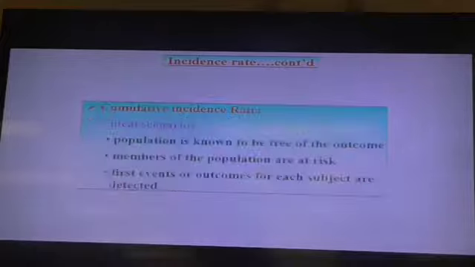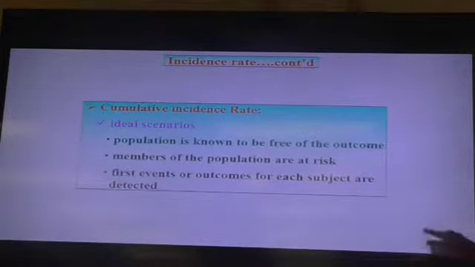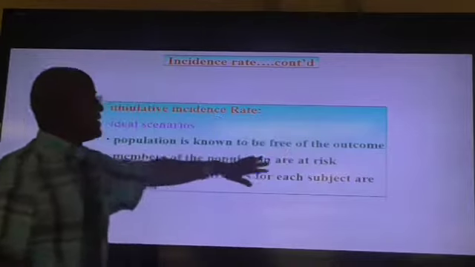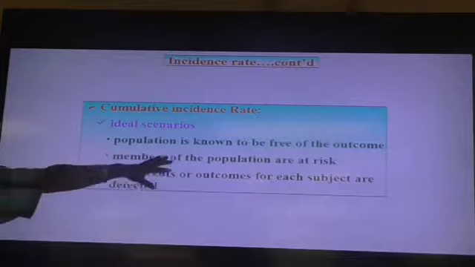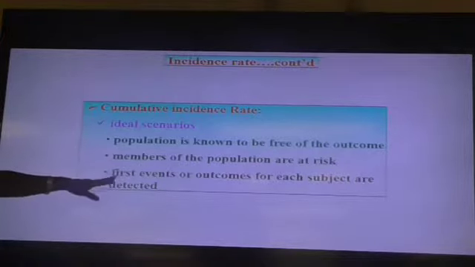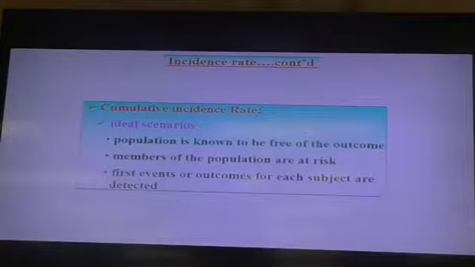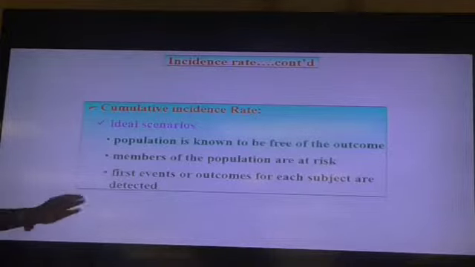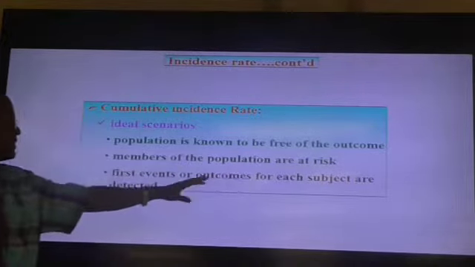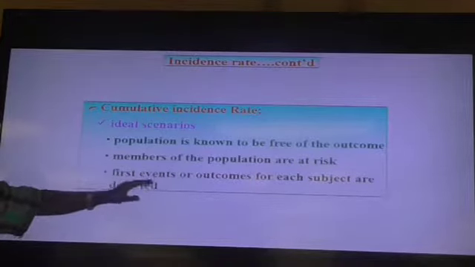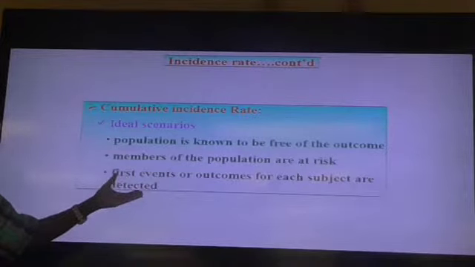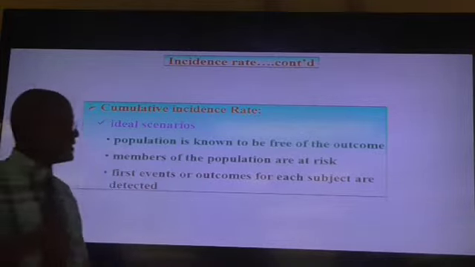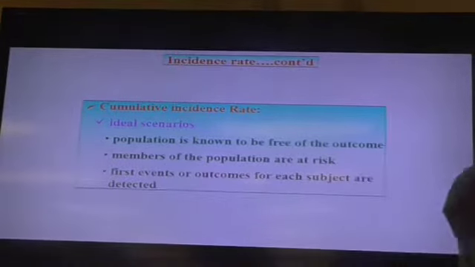So again, the scenario remains the same. A population is known to be free of the outcome of the condition at the beginning. So that's always a key. Then the population has to be at risk. Again, another important point is that always if you say population at risk, you should be able to ascertain whether the outcome occurs or not. So first event or outcome for each subject are detected. If you cannot detect that, then you really cannot talk about incidence. So the outcome should be able to be detected during that specified period.